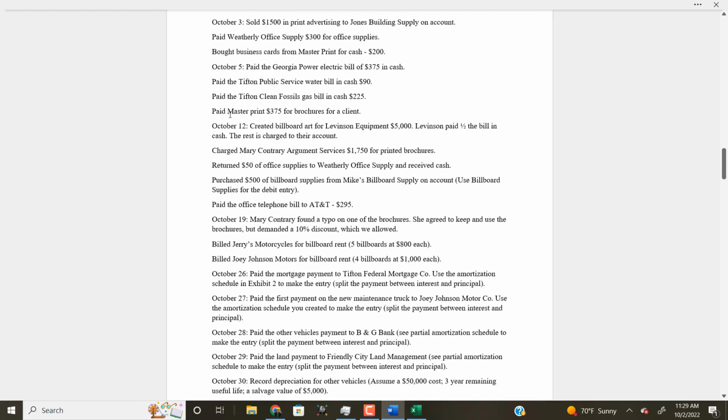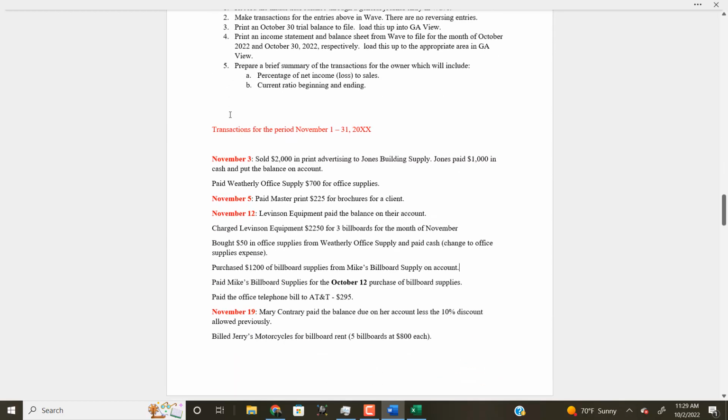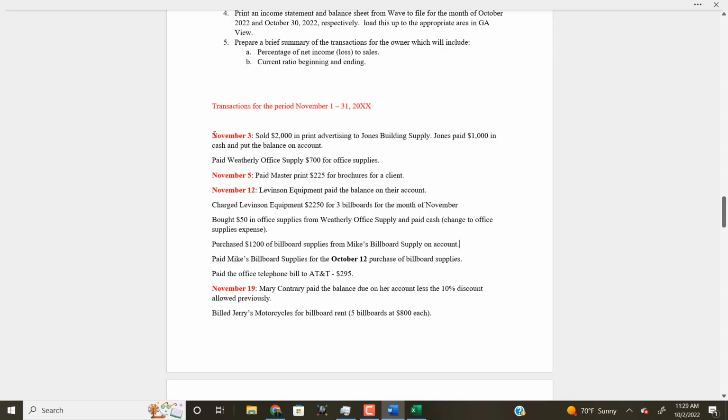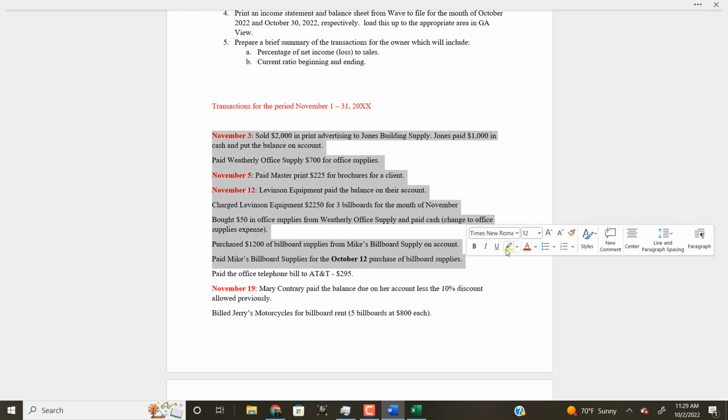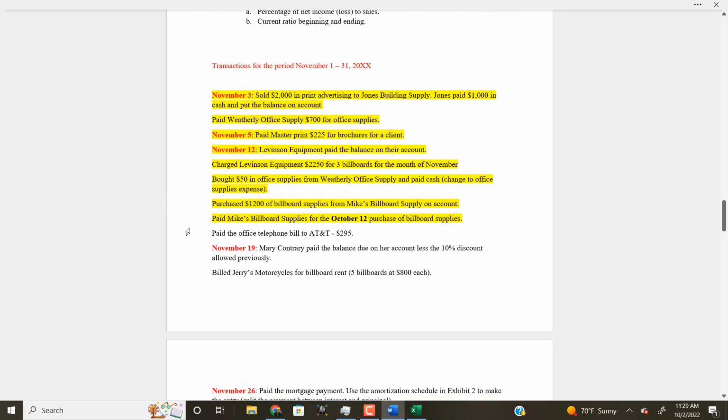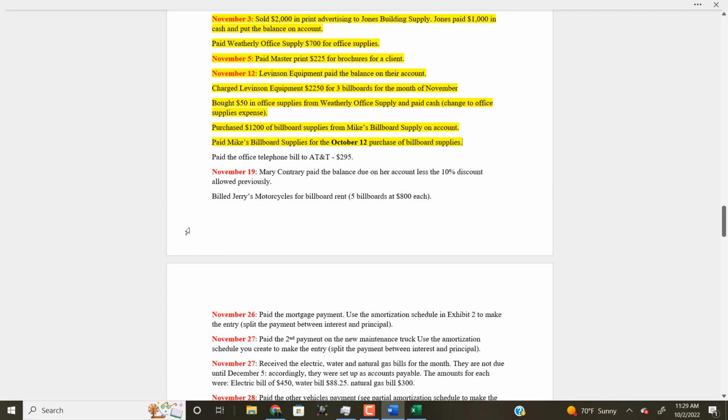And by the way, I'm going to come down through here and do what I've done the last several times. I'm going to highlight these so that I indicate that I've done them. Hopefully I didn't miss anything along the way. Pay the office telephone bill to AT&T, which we said was the landline, for $295.